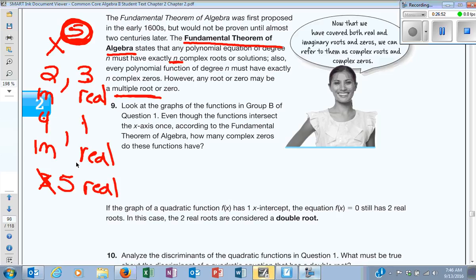Do reals have to come in pairs? No. So could I have 5 just straight up reals? And how many imaginaries would I have in that? And we'll talk more about that in the later sections. But that's what this fundamental theorem of algebra is discussing. Okay?